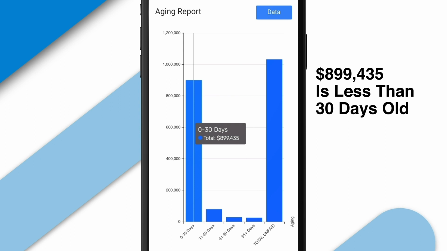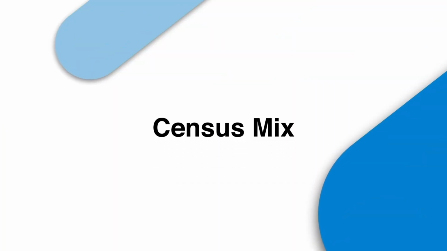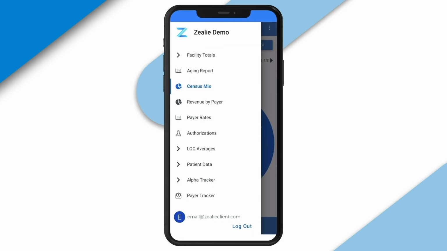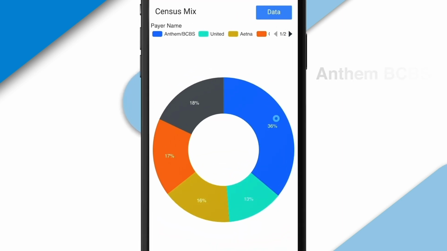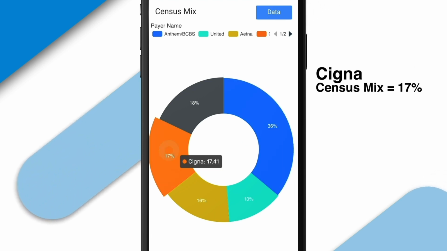Census Mix, Revenue by Payer, and Payer Rates are three Zealie Mobile App features that work closely together. Census Mix is the feature that allows you to see which percentage of your claims are billed to each payer. This lets you know how much of your census is being occupied by each particular payer. As you can see, this facility billed approximately 36% of its claims to Anthem Blue Cross Blue Shield, making Anthem the largest payer, while Cigna only makes up approximately 17%.